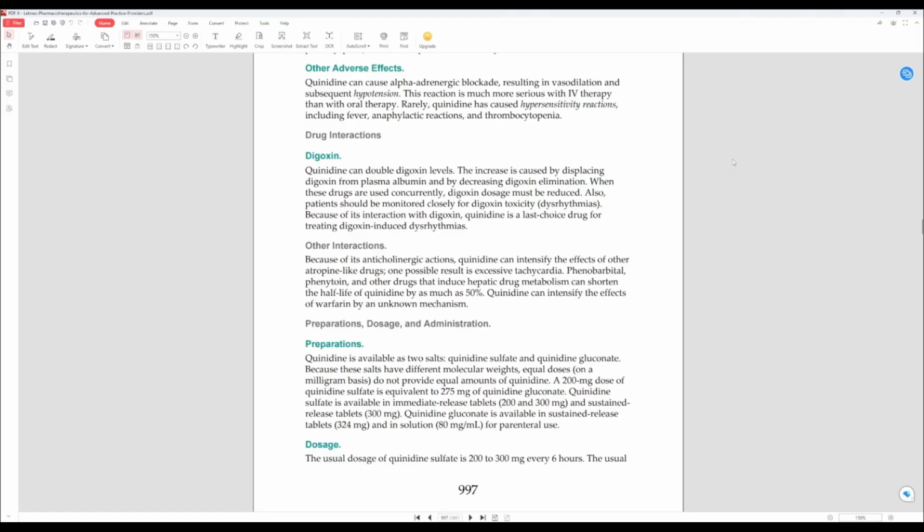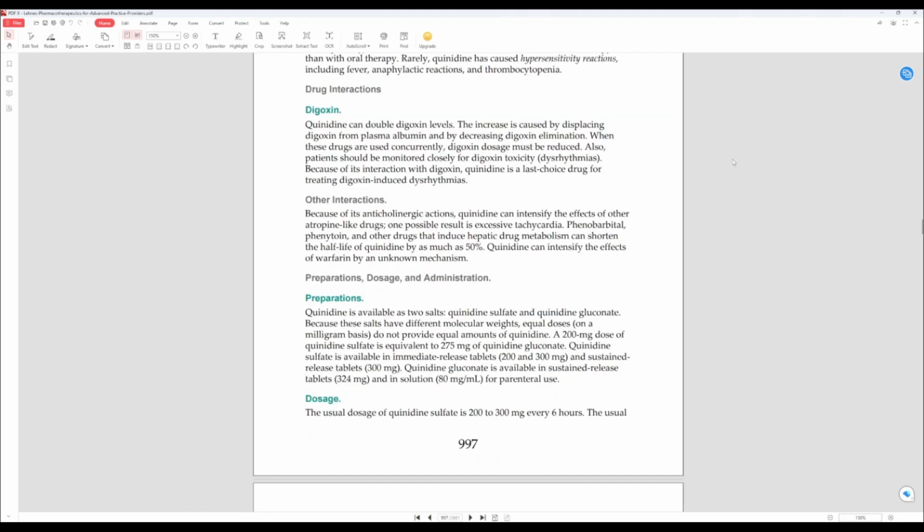So, preparation, dosage, and administration. Preparations. Quinidine is available as two salts, quinidine sulfate and quinidine gluconate. Because both these salts have different molecular weights, equal doses do not provide an equal amount of quinidine. A 200 mg dose of quinidine sulfate is equivalent to 275 mg of quinidine gluconate.